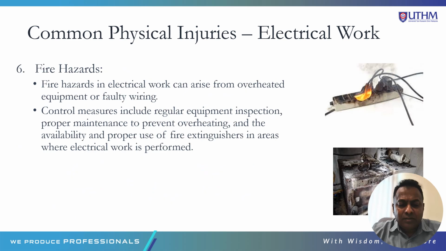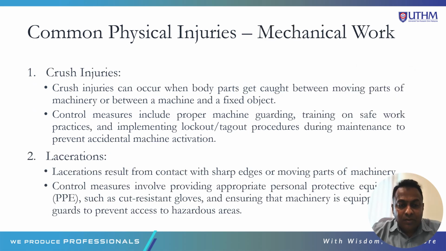live electrical system. So fire hazard can also happen when you are handling electrical work, can arise from overheated equipment or faulty wiring. Control measures include regular equipment inspection, proper maintenance to prevent overheating, and the availability and proper use of fire extinguisher in areas where electrical work is performed. So crush injuries can occur when body parts get caught between moving parts of machinery, or between machine and a fixed object. Control measures include proper machine guarding, training on safe work practice, and implementing lockout, tagout procedure during maintenance to prevent accidental machine activation.